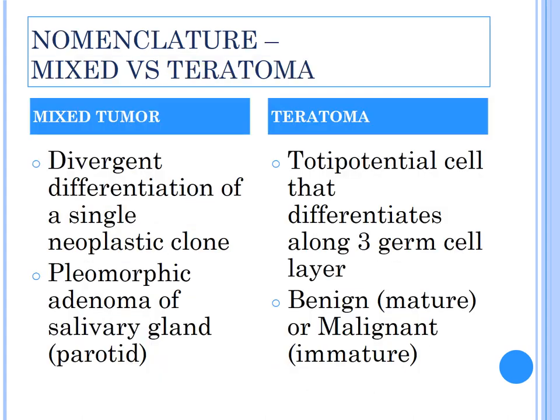All right, other types of nomenclature. Sometimes you have a single neoplastic clone. Remember, there is already injury to the nucleus of the cell, but there is what is called a divergent differentiation of a single clone, meaning it will not mature into just one type of tissue. When you say divergent, there are different types. It diverges to different types.